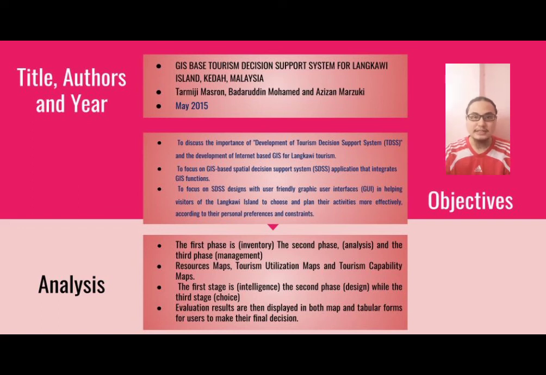The analysis of this research article is that GIS helps in framework approaches to achieving sustainable tourism development. The first phase of the GIS application process in existing tourism management is inventory, which gathers the information of interest. The second phase, analysis, scrutinizes the information gathered. And the third phase, management, involves transferring data to a decision support system.